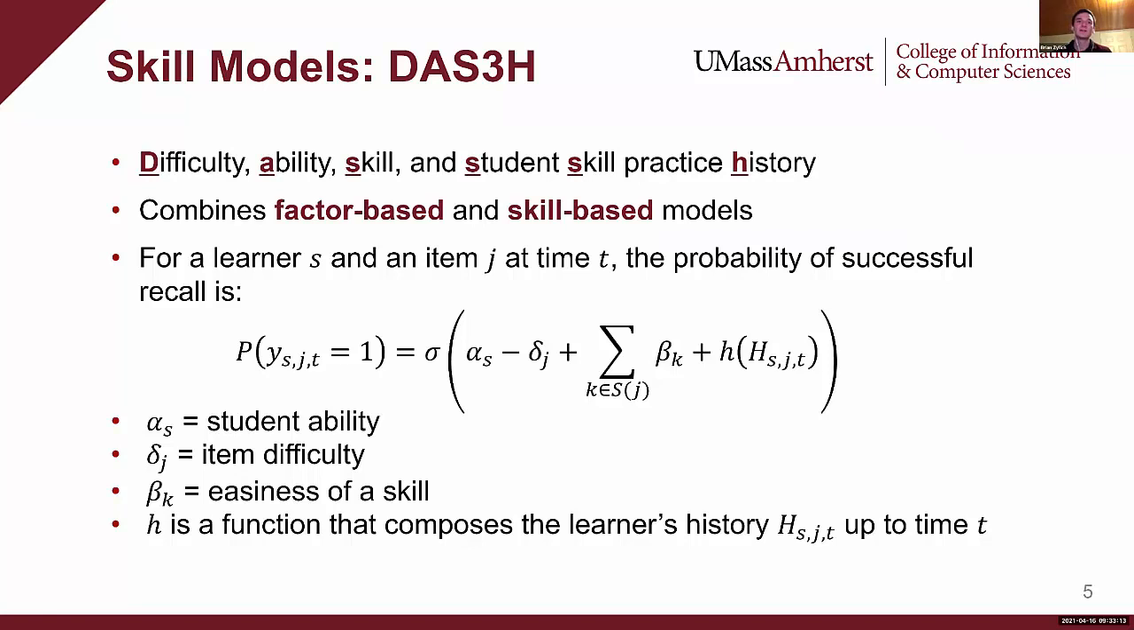DAS3H combines factors such as the student ability, item difficulty, and easiness of each of the skills involved in an item, as well as a skill-based component, which is here represented by the function h, which composes a learner's latent knowledge state relative to each of the skills in the current item, based on the learner's history up to time t.